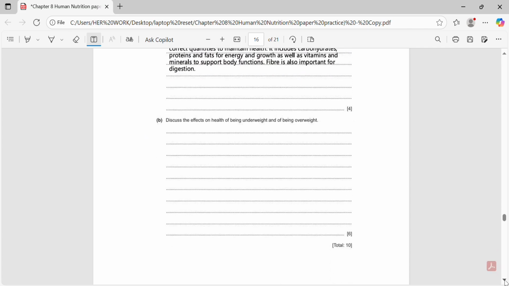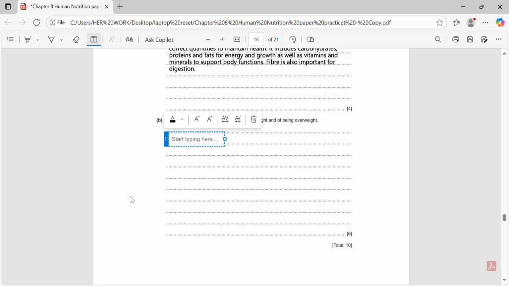On to the next question, it asks us to discuss the effects on health of being underweight and of being overweight. Here we describe the health effects of both extremes, underweight and overweight. For underweight, we mention lack of nutrients, tiredness, weak immunity, and diseases like kwashiorkor. For overweight, we talk about extra strain on joints, risk of heart disease, strokes, and type 2 diabetes due to fat buildup and poor blood sugar control.